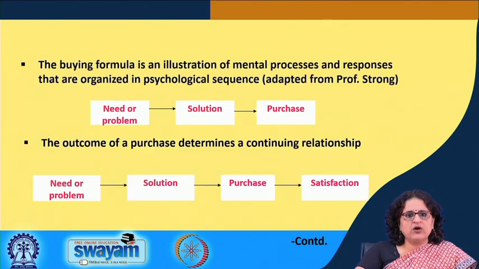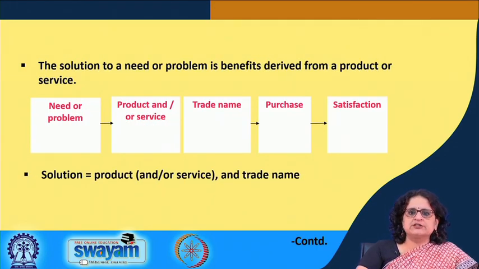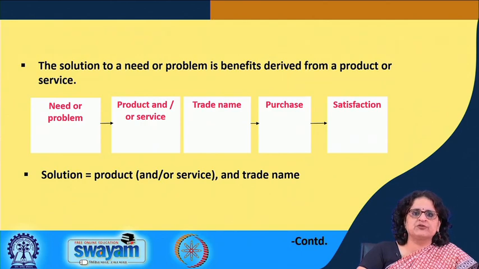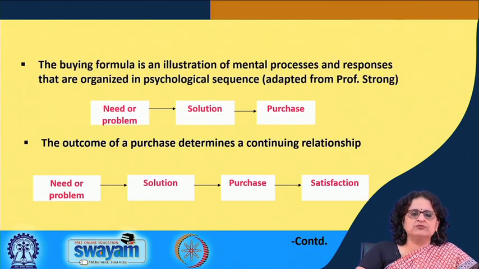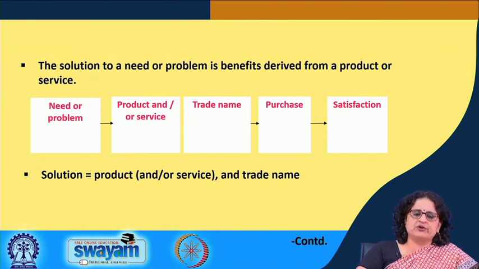Now, if we talk about the purchase, the solution to the need or problem here would be in terms of a benefit. But the benefit here is something which would be derived from a product or a service, and the product or a service also has a name or a trade name. So, if we look at the need or problem, the solution to it is a purchase. Solution of what? Solution of a product or service which has a trade name.